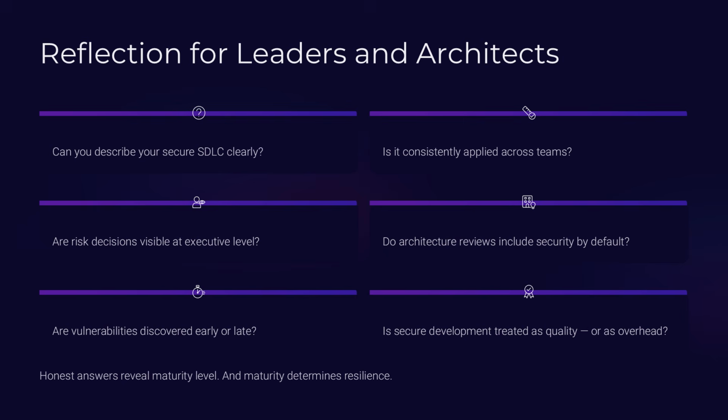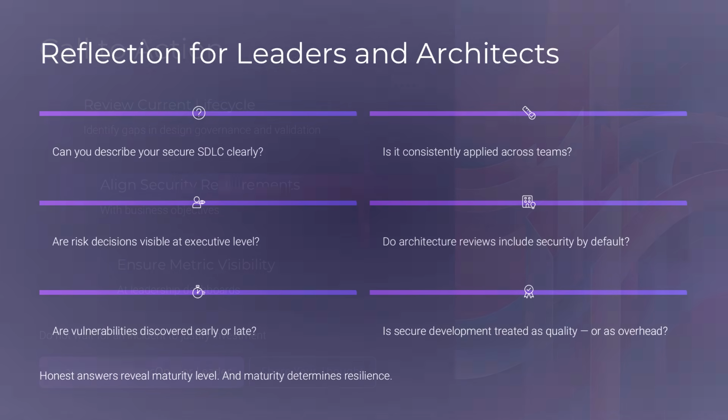Ask yourself, can you describe your secure SDLC clearly? Is it consistently applied across teams? Are risk decisions visible at executive level? Do architecture reviews include security by default? Are vulnerabilities discovered early or late? Is secure development treated as quality or as overhead? Honest answers reveal maturity level, and maturity determines resilience.